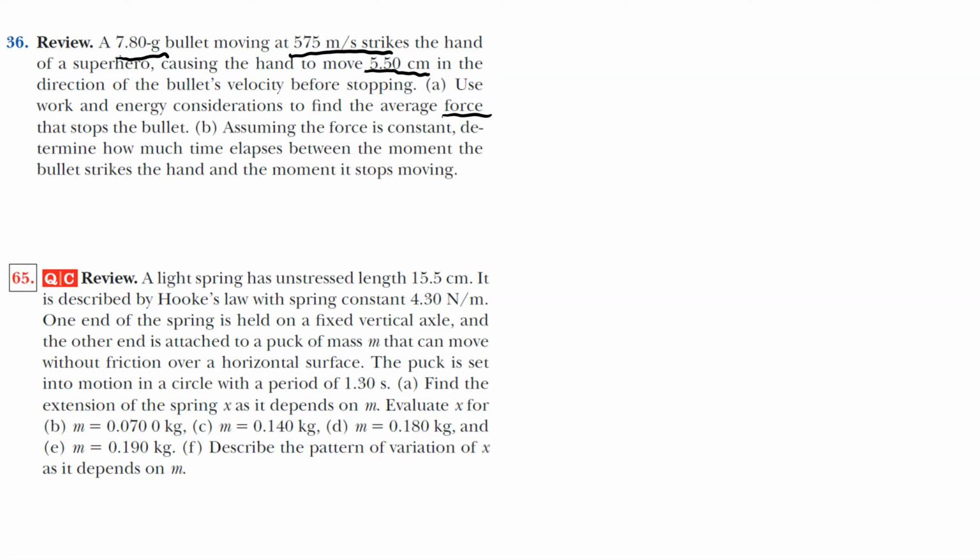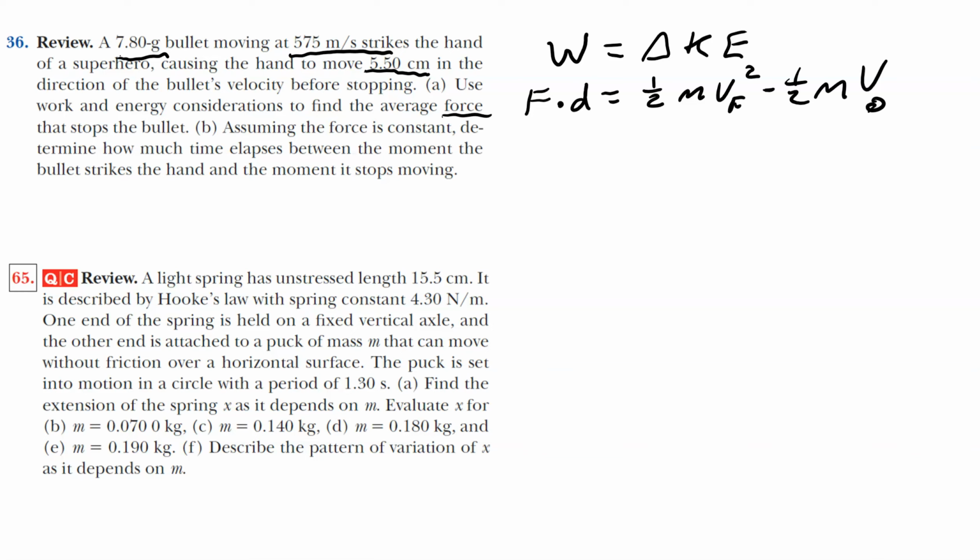Okay. And then they say, assuming the force is constant, determine how much time elapses. Okay. So this is classic work kinetic energy. Let's just write what that means. Work equals delta KE. So what's work? Work is force times distance. And this is 1/2 mv final squared minus 1/2 mv initial squared.